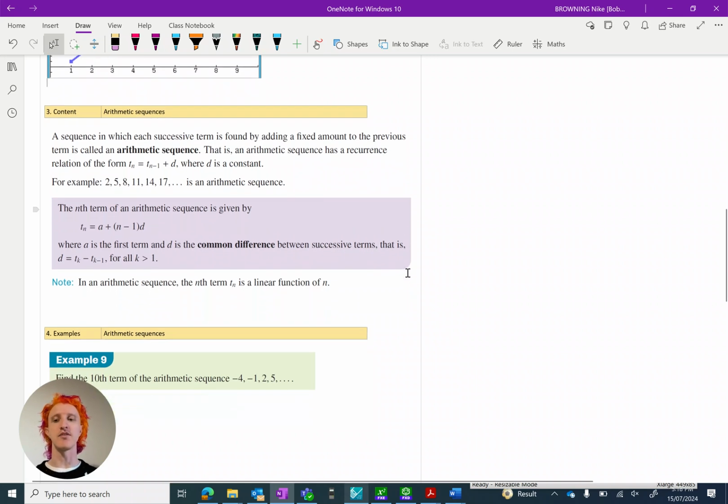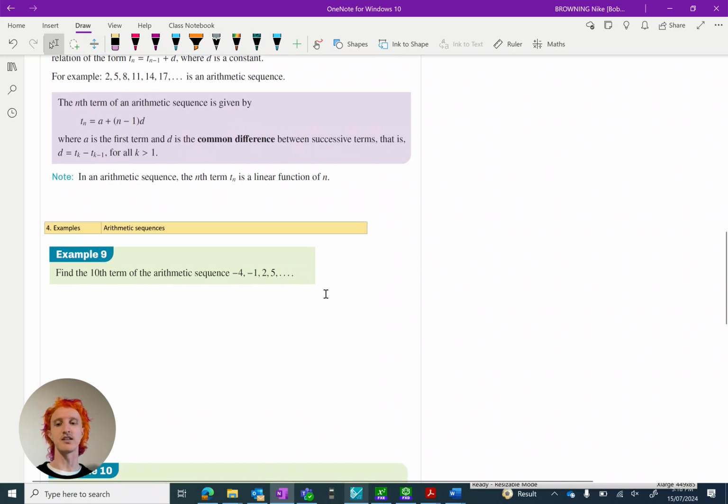The nth term of an arithmetic sequence is given by Tn equals a plus (n minus 1) d, where a is the first term and d is the common difference between successive terms. That is, d equals Tk minus Tk minus 1 for all k greater than 1. In an arithmetic sequence, the nth term Tn is a linear function of n. We'll see that in some of our questions for tomorrow.